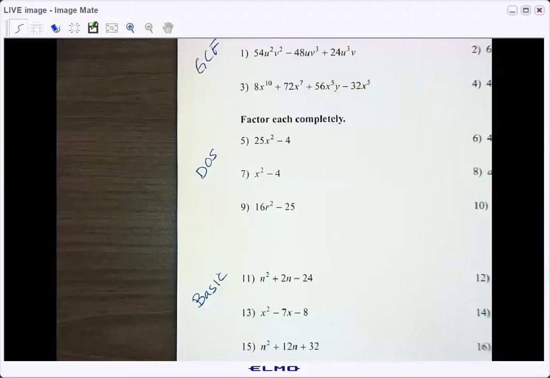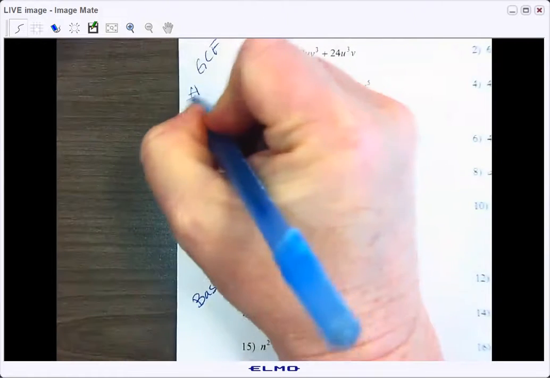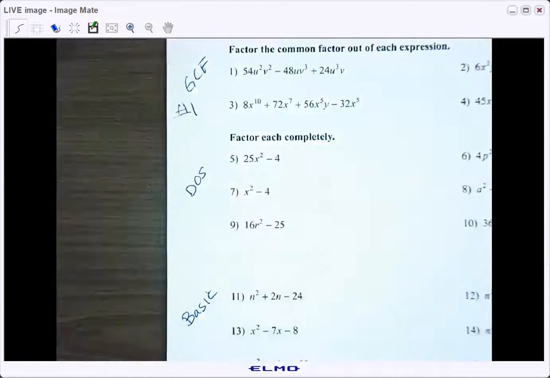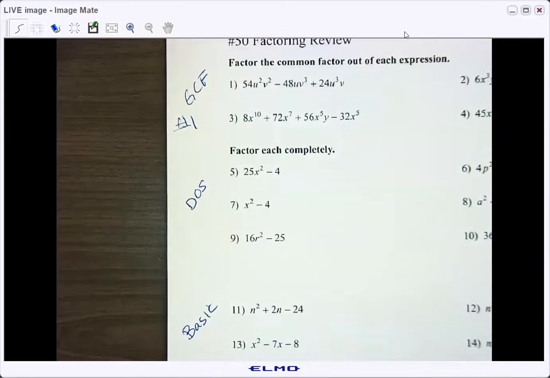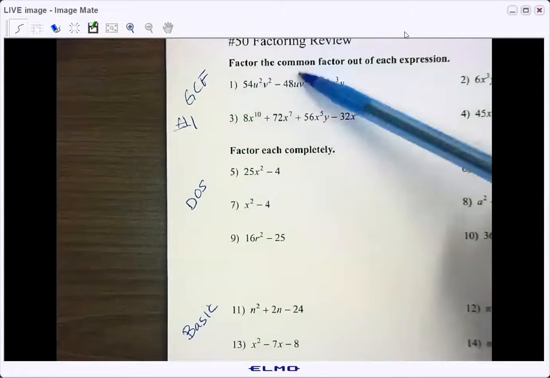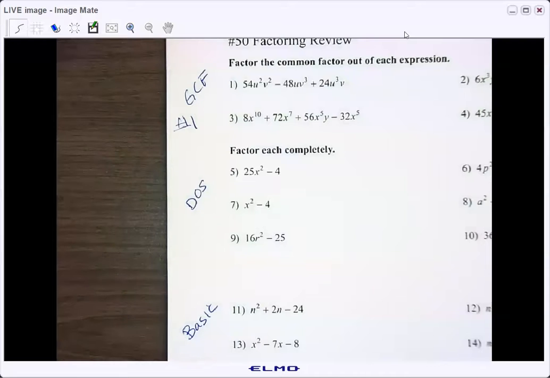So number one rule is GCF. Look for common term. Put in the chat box, what is the biggest number that goes into 54, 48, and 24? And they're going to be looking for the amount of variables.